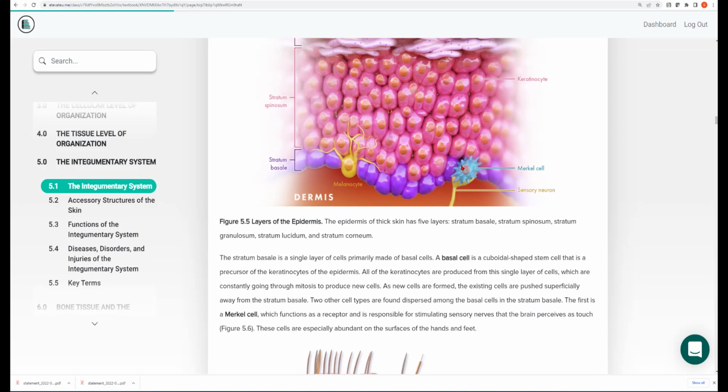The Merkel cell is a nerve ending. It's a receptor, I should say, for sensation. So this is a sensory neuron. It can pick up sensations, primarily touch. So when you touch the surface of your skin, these cells are able to sense that pressure and send a signal through the neuron. We'll understand how these neurons work far more completely in a couple of weeks.